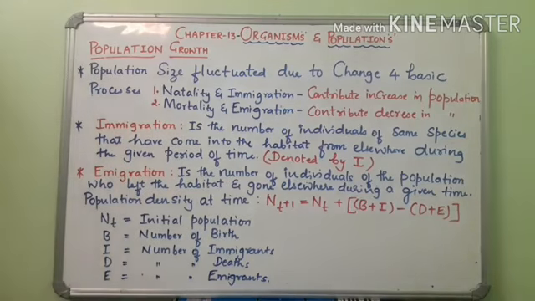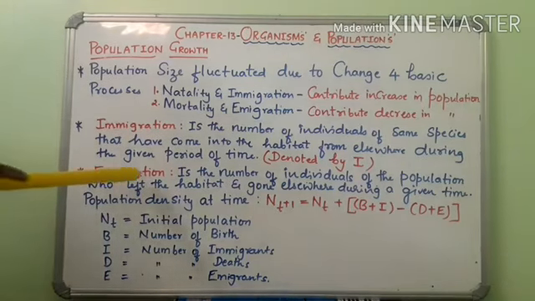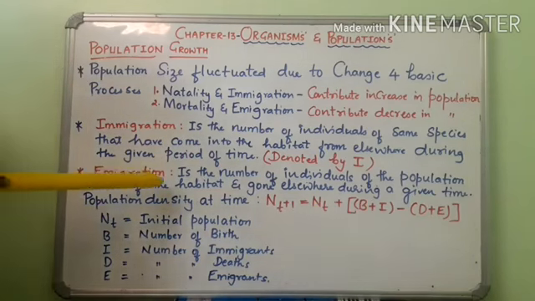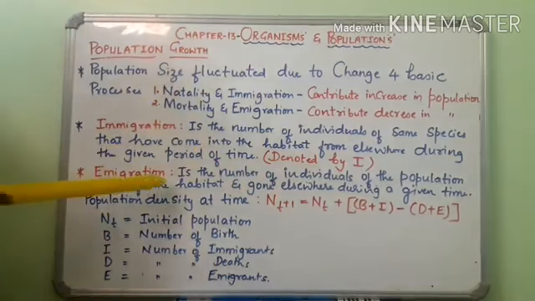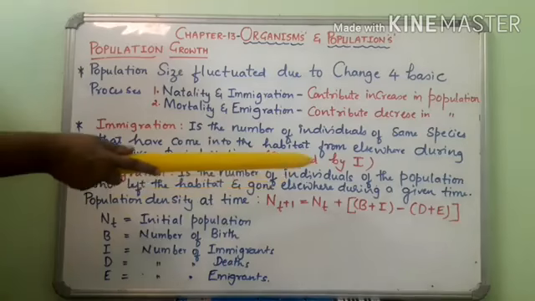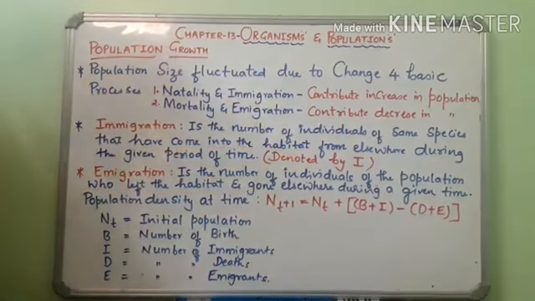And it is denoted by what? Capital I. Next, emigration. Emigration is the number of individuals of the population who left the habitat and gone elsewhere during a given time.